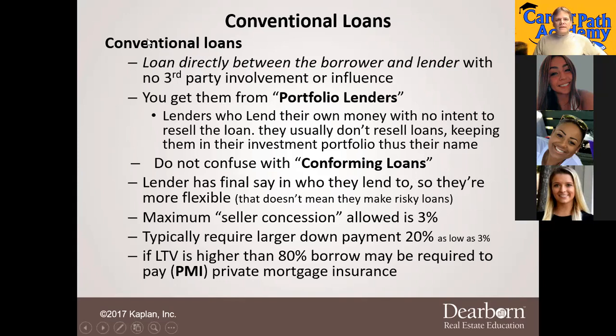Okay. Now, typically conventional loans require a 20% down payment. Okay. However, I have seen as low as 3%. Depends on the lender and their program.